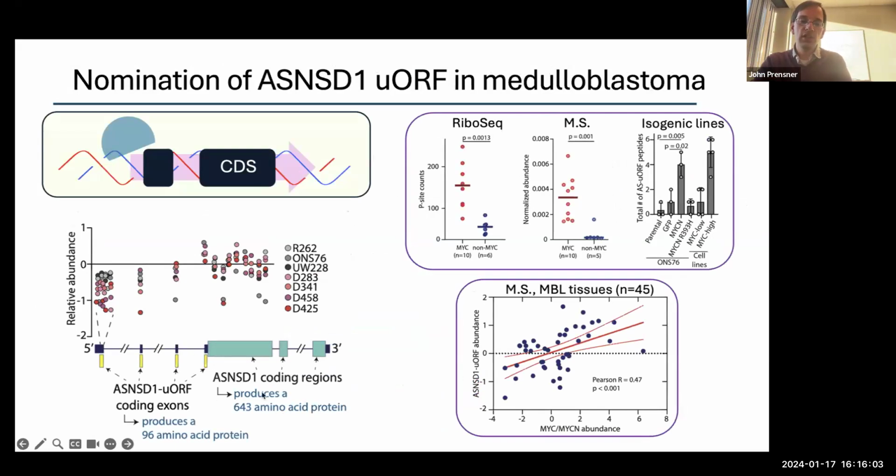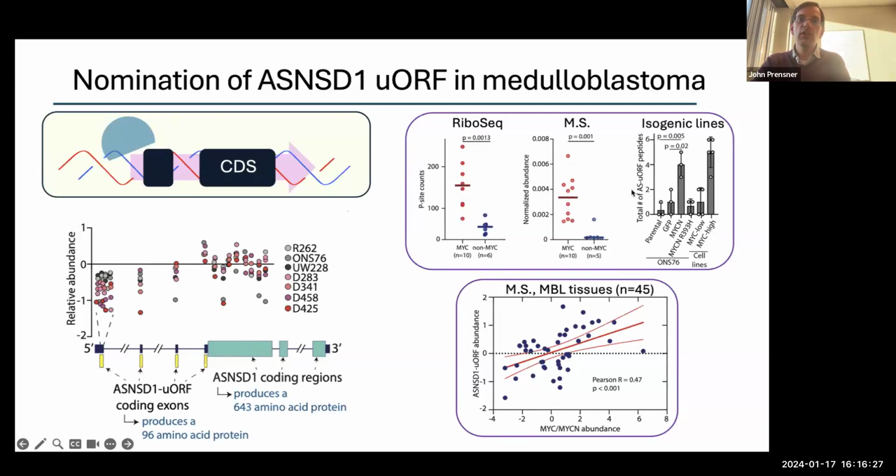This ASNSD1 gene is actually relatively poorly characterized. It produces a 600 and some amino acid protein. Itself is not a cancer gene, not known in cancer, not really known to be regulated in cancer either, to my knowledge. But what we could find is actually when MYC is present, it dramatically upregulates the translation of this upstream open reading frame at the mass spectrometry level as well.